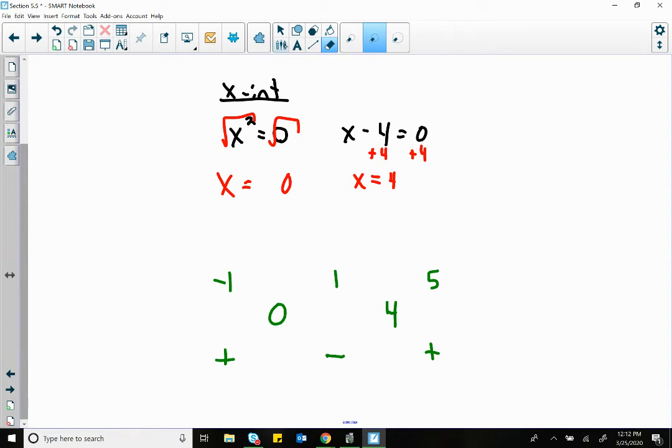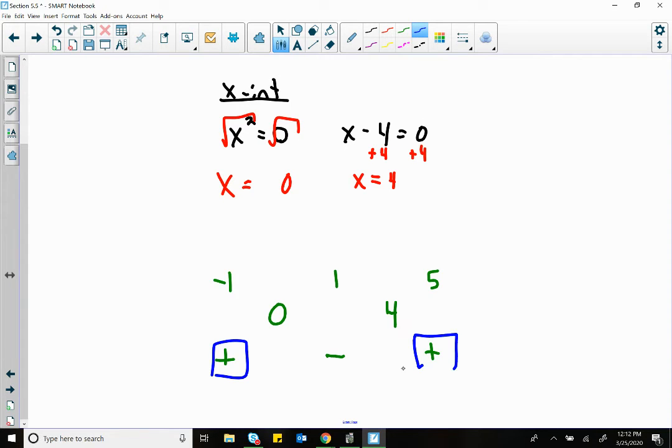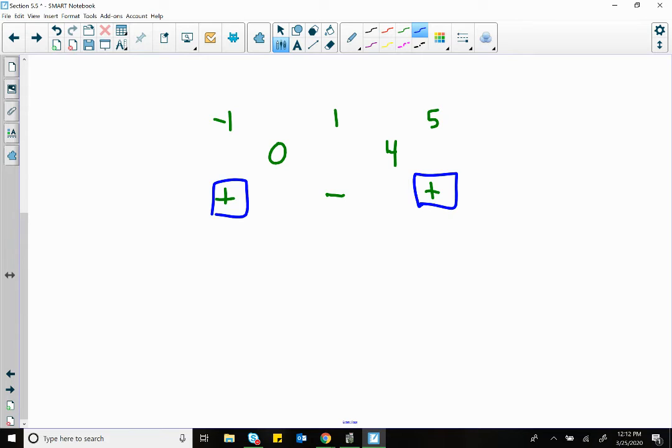Well, we have a positive answer right here and a positive answer right there. So what are those intervals? Well, this interval happens from negative infinity because it's all below 0, all the way up to 0. And this interval starts at 4 and goes off towards positive infinity. Do not worry about these numbers up top. They were just tests. They don't matter. So this one goes from 4 all the way up to positive infinity.